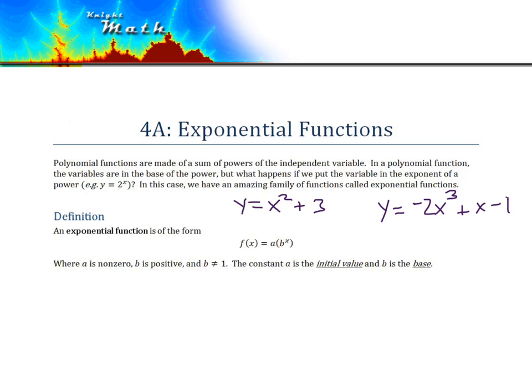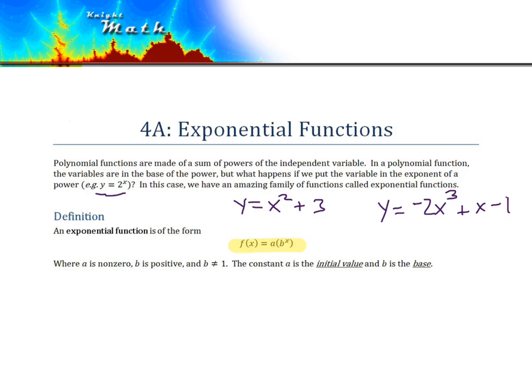Well, what if we take the variable x and we put it in the exponent, like y equals 2 to the x? Now the exponent's up here, a little more difficult to work with, and a really interesting function. We call this an exponential function. An exponential function is written like this: f of x equals a times b to the x.